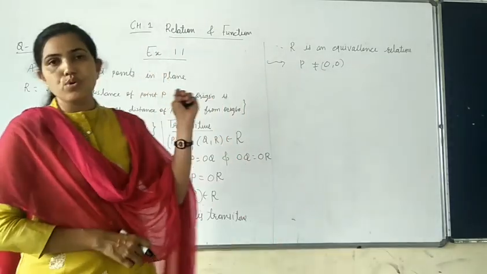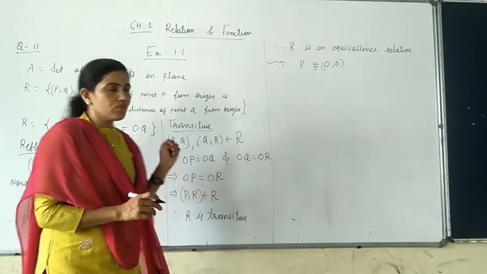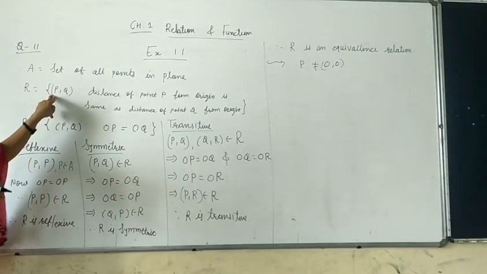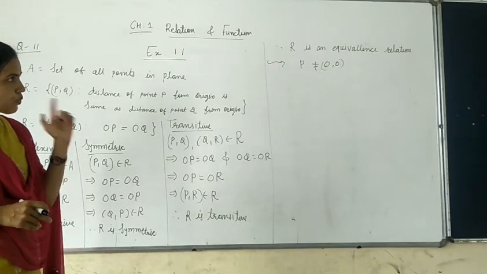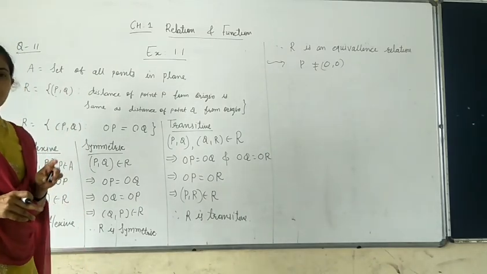You can see it in the textbook too. So you can find question number 11 in that. So first, we have proved that R is an equivalence relation. Now next, the second part here.